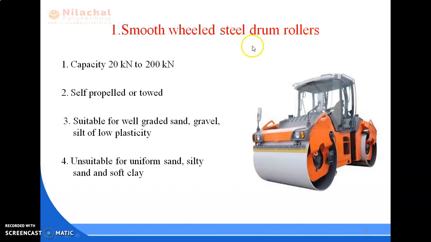smooth wheeled steel drum roller, as shown in this figure. This is the smooth wheeled drum roller, as this is made up of steel. Its capacity is 20 kilonewton to 200 kilonewton. It is self-propelled or towed. It is suitable for well-graded sand, gravel, and silt of low plasticity. This roller is unsuitable for uniform sand, silty sand and soft clay.